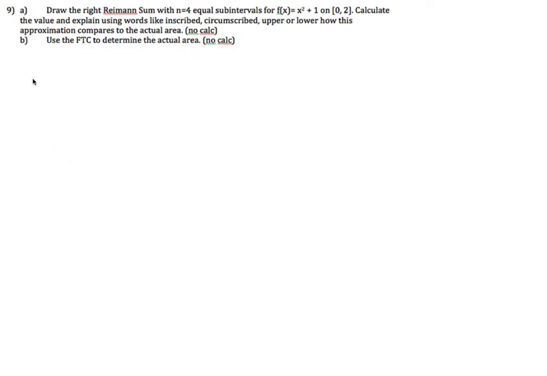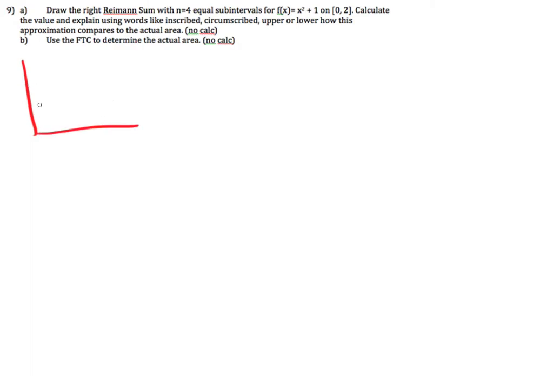Alright, problem number 9, getting towards the end now. We want to draw the right Riemann sum, so an R sum with n equals 4 subintervals for the function f of x equals x squared plus 1 on the interval 0 to 2. That's a mouthful. We're going to do this without a calculator, so let's sketch ourselves a graph because that's always helpful.